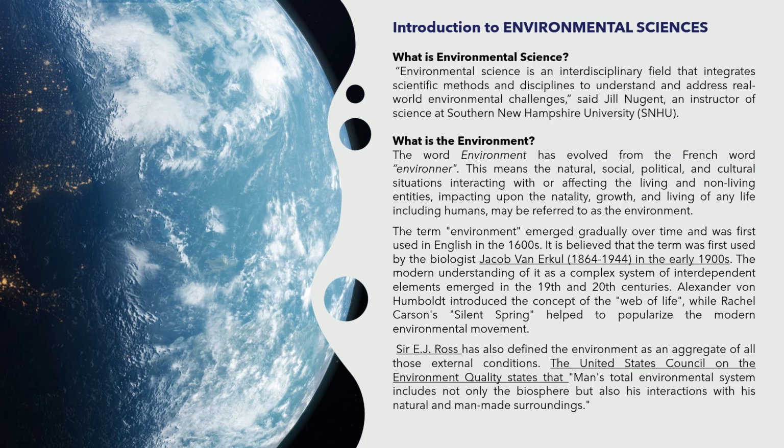And then after that we see that Sir E.J. Ross also defined environment as the aggregation of those external conditions. And the United States Council on Environmental Quality states that man's total environmental system includes not only the biosphere but also the interaction with natural and man-made surroundings. So not only the human beings, not only the living things, but also the non-living things, the air, the oxygen, the water, everything is necessary for living, means sustaining lives. And again, these living things are also impacting upon the non-living things. These interactions between living and non-living may be defined as environment.